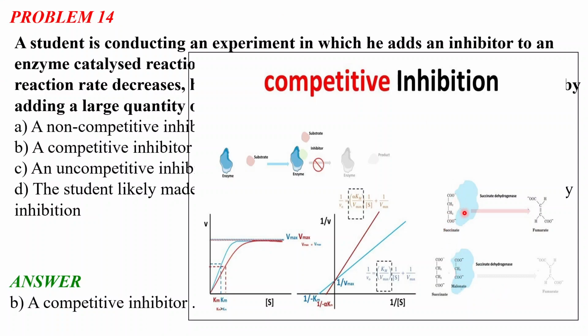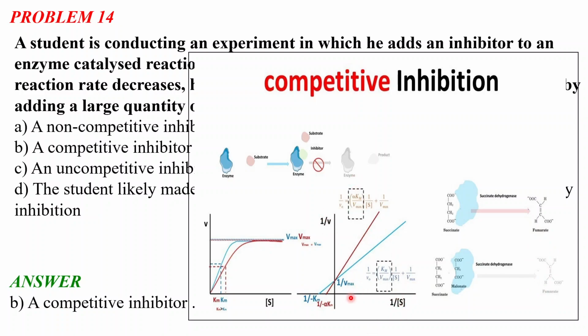One example of a competitive inhibitor is the succinate dehydrogenase enzyme with succinate and malonate. Succinate is the substrate for the succinate dehydrogenase enzyme, but malonate acts as an inhibitor molecule, and malonate has a similar structure to succinate. If it binds to the active site of succinate dehydrogenase, no fumarate formation happens, which is the normal reaction, and this is the curve.